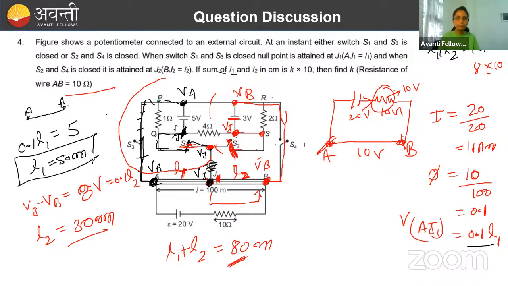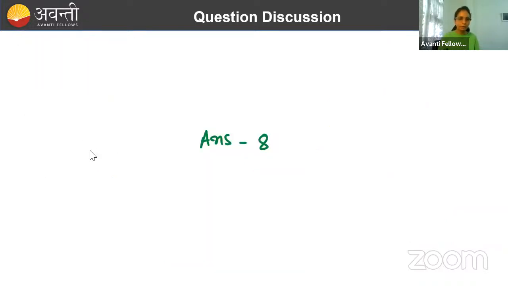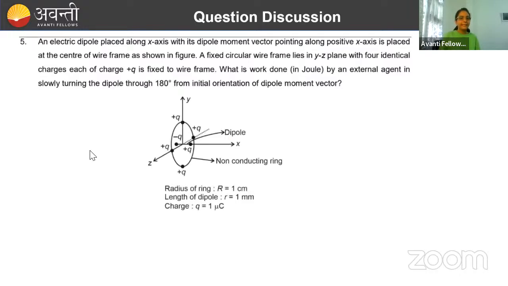Everyone done? Got it? सबका हो गया? चलो ठीक है. ये क्वेश्चन कितने लोगों ने किया?